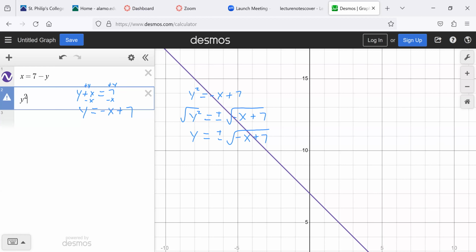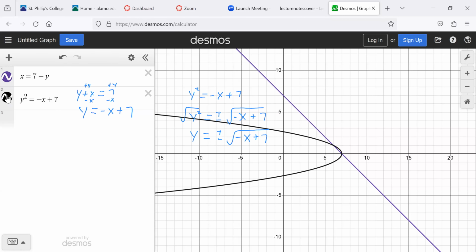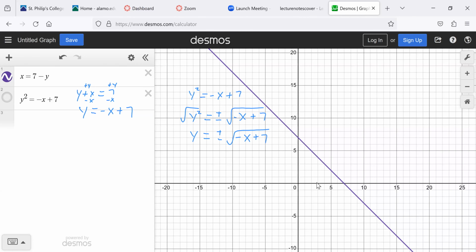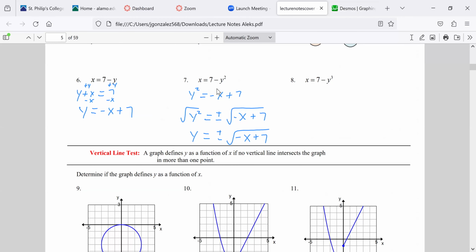Yeah, Desmos can handle it like this. Your graphing calculators cannot, and you have to solve for y. But check it out, the purple one is just a straight up normal line. So if you draw vertical lines on it, there are no issues, right? Okay, no problems. But the other one has issues. You're just going to intersect everything. So, not a function.